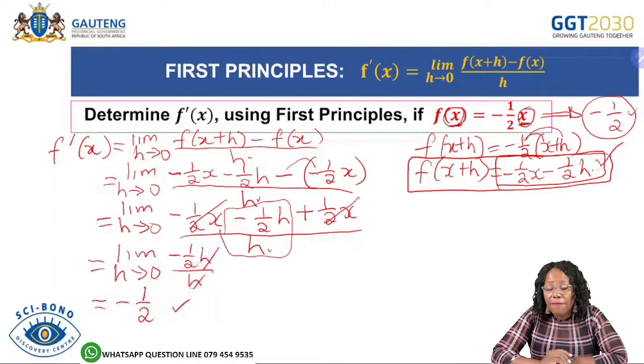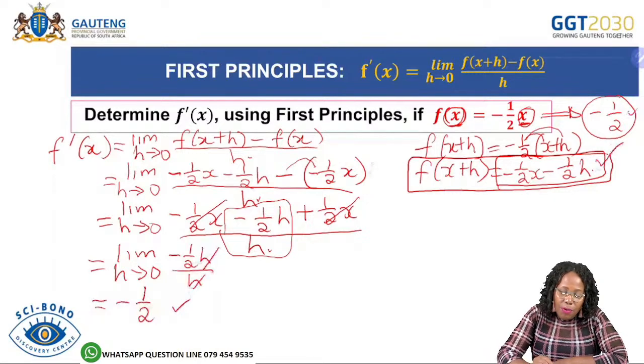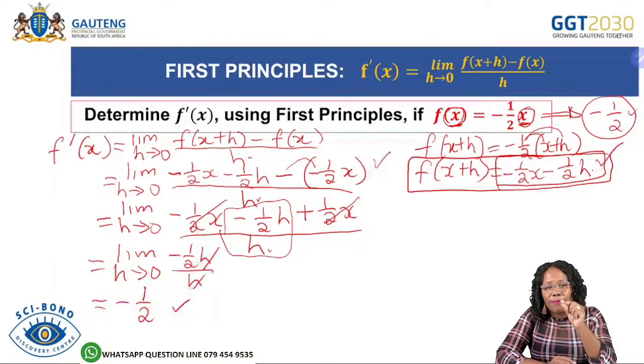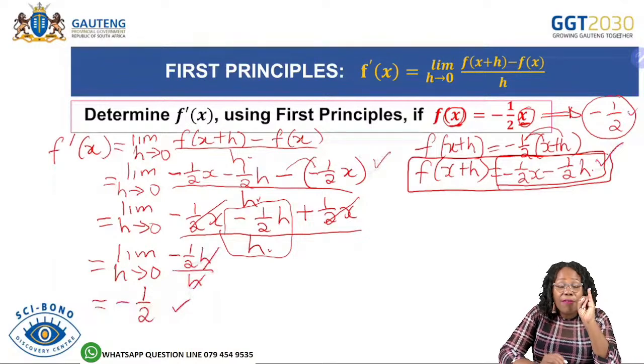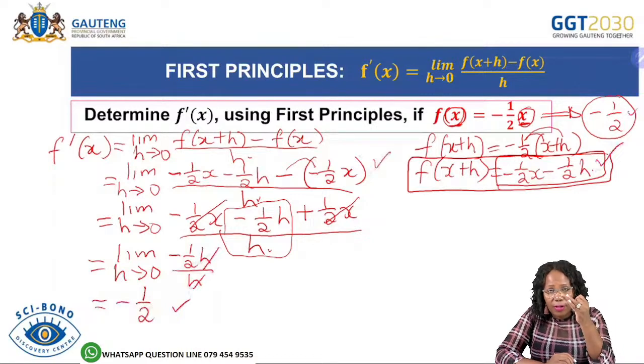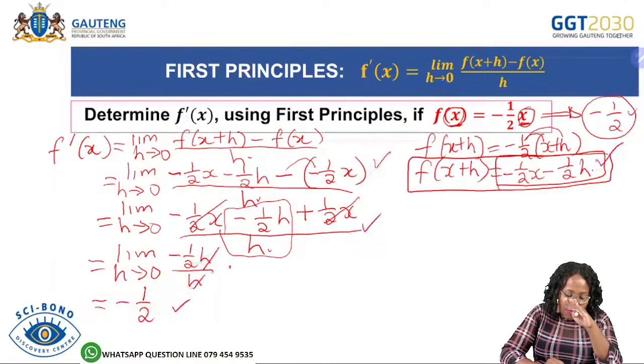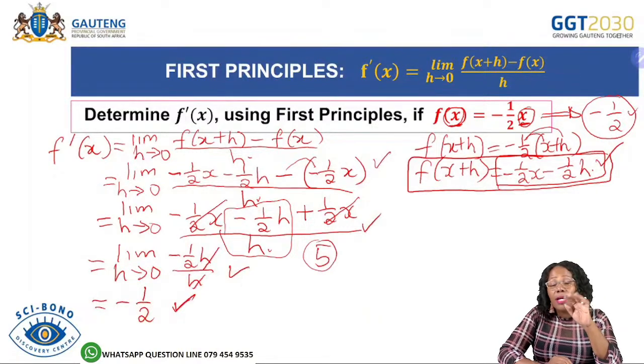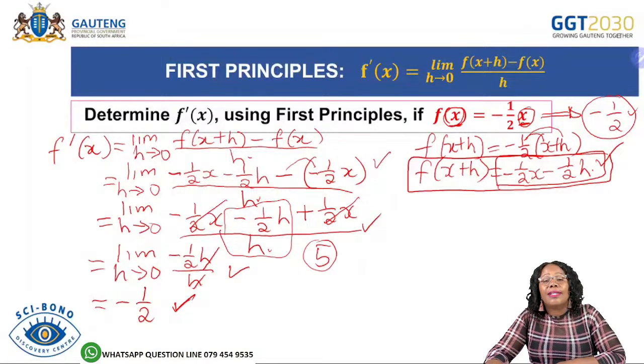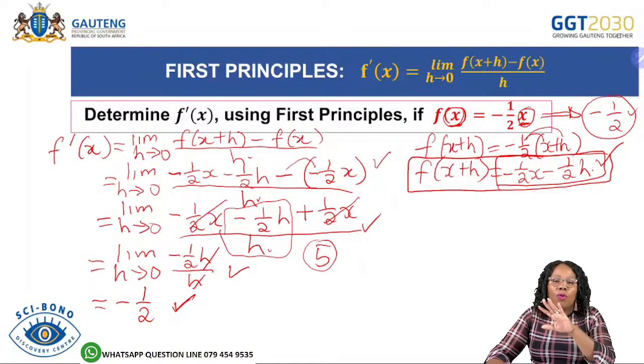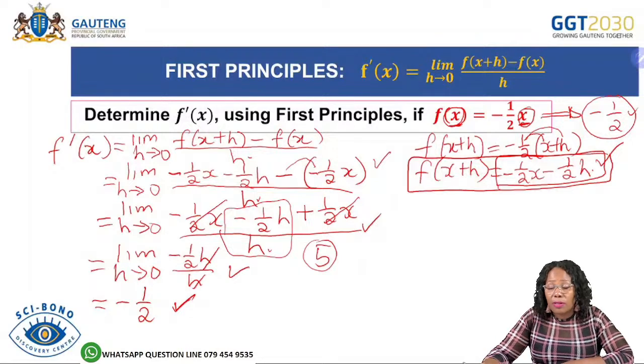So first mark will be for f at x plus h. Your second mark will be for substitution into the correct formula. So you'll get this mark if you substituted correctly into the correct formula. The third mark will be for removing the bracket. The fourth mark for simplification. The fifth mark will be for your final answer. Basically, these were 5 marks. And you will get this question in all your question papers, starting from March, the June paper, your prelim, up to the final exam. This first principle will be in all your question papers, formal assessment grade 12.